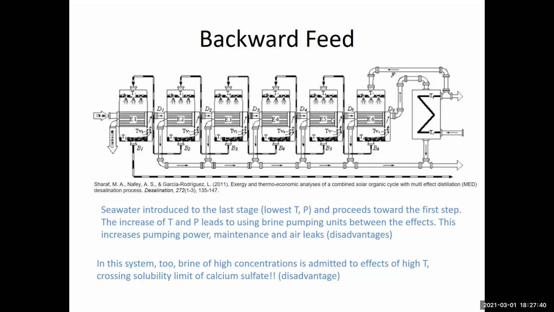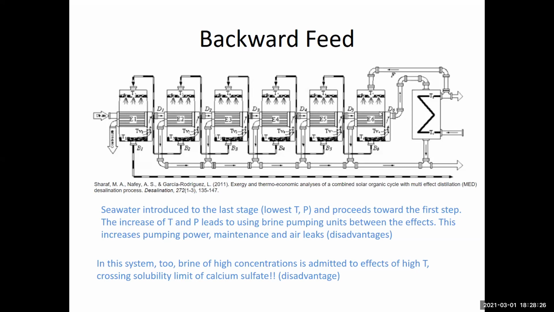number 6 to effect number 5, what happens to the temperature of the seawater? Who can tell? It will decrease. Going from here to here, remember that the direction of the vapor is from here to here, and the pressure is reducing in this direction. So always, effect number 1 is the effect of highest pressure and temperature. Effect number n is the one with lowest pressure and temperature. So as the seawater is moving from 6 to 5, its temperature will increase.